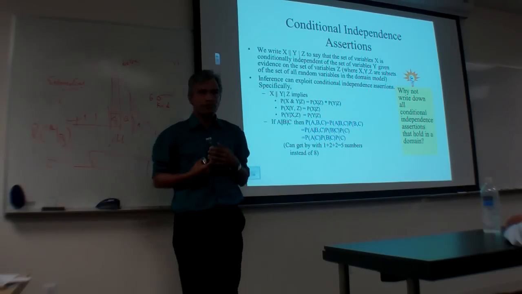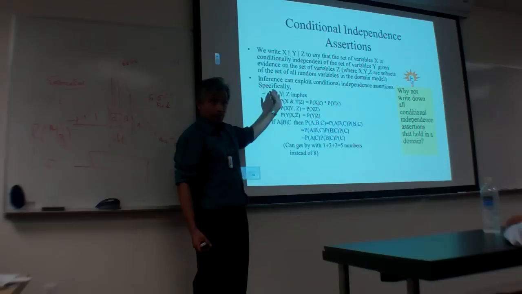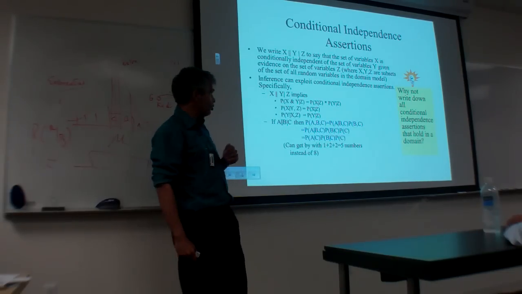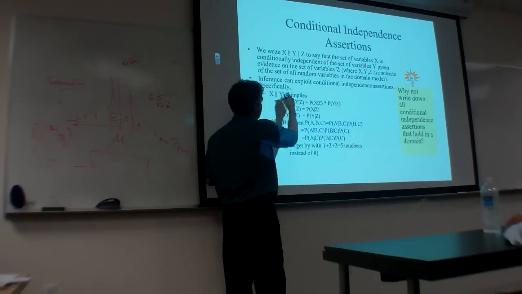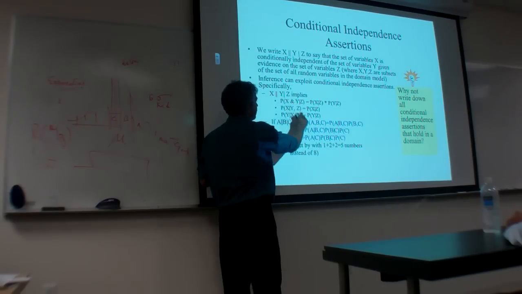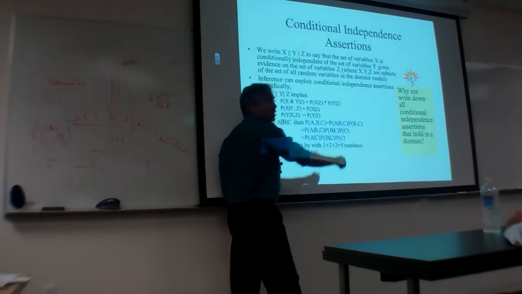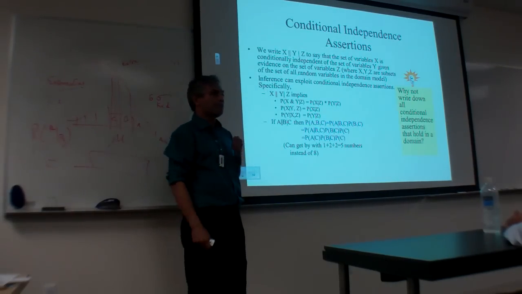That's what I want to know. If this is true, if in fact this independence assertion is true, then it has a lot of ramifications. For example, if x is independent of y given z, then p of x and y given z is p of x given z times p of y given z. So you need fewer numbers.